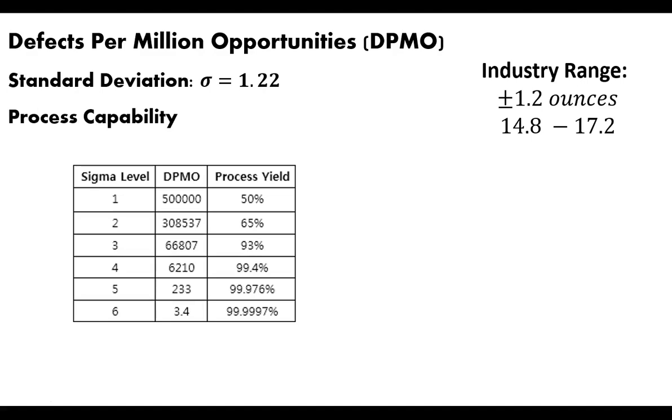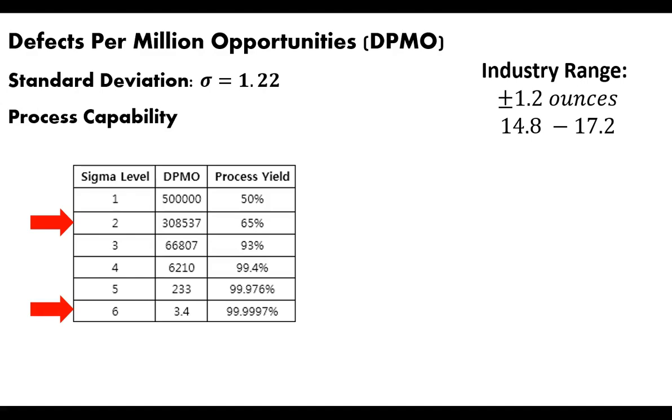What we found with where our current state is here: we're actually dealing with 2 sigma. So roughly 1/3 defective keeps you at the 2 sigma level. Where we want to be, out of 1 million boxes, we want to see only 3.4 defects.